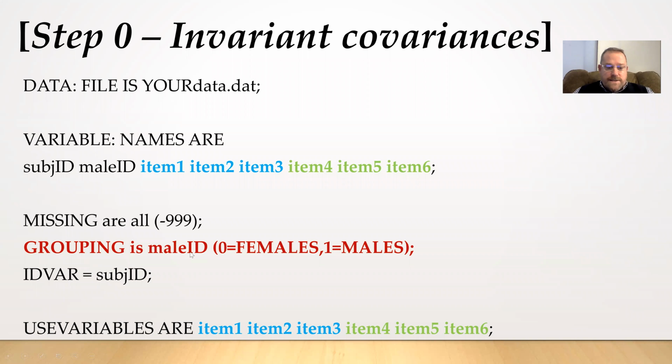So this is the name of our grouping variable, and then we tell it in these parentheses what the two values are and give them labels. We tell it what our ID variable is in case we're going to save something. We tell it what variables the model is going to use. So other than this grouping variable, the rest of these lines should be pretty familiar for Mplus users.